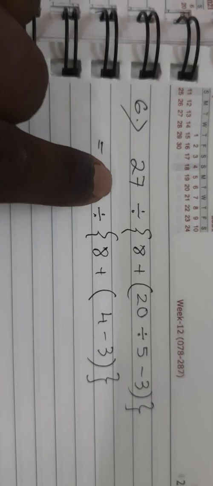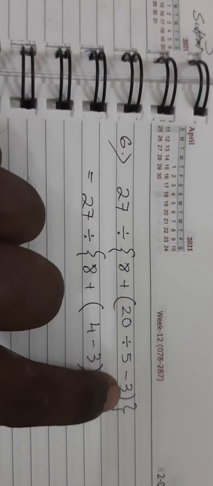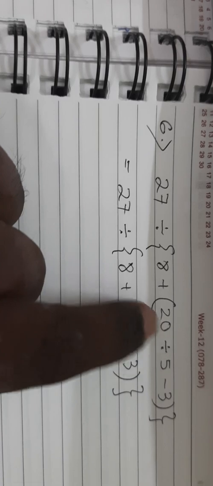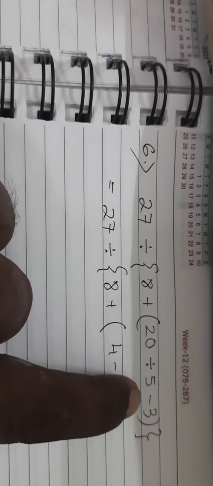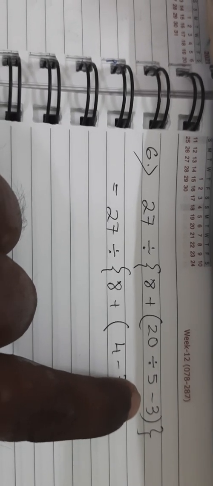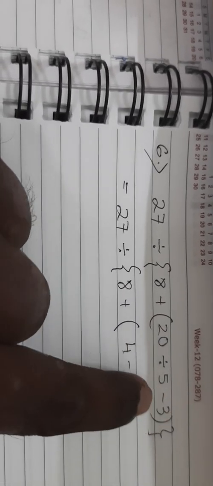Question number 6. This is the question. As you can see here, second bracket and first bracket are used. So now coming to the first bracket, inside the first bracket multiple operations of division and subtraction are there. So division has preference over subtraction, and the division is between 20 and 5. So 20 divided by 5 we will do first within the first bracket.